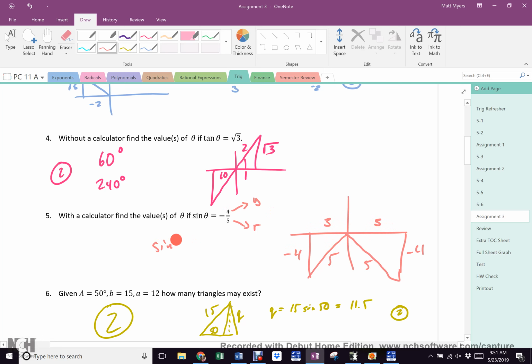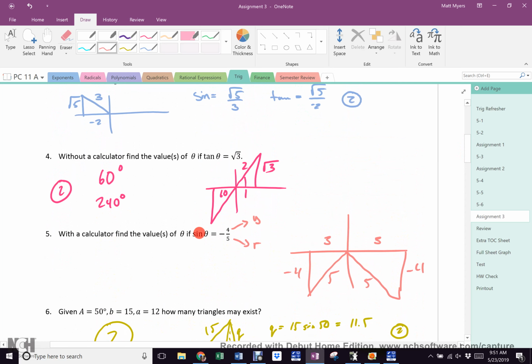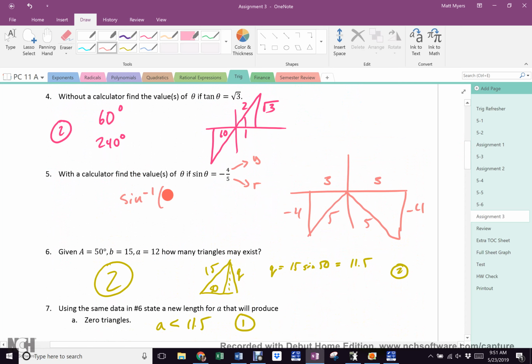Shift sine, exact values. Oh, shift sine with your calculator of 4/5. Okay? And then shift sine of negative 4 divided by 5 is going to give you negative 53 degrees. So you knew that this had to be 53 and this had to be 53. So I dropped 53 and I added 53. That's what you needed, right?